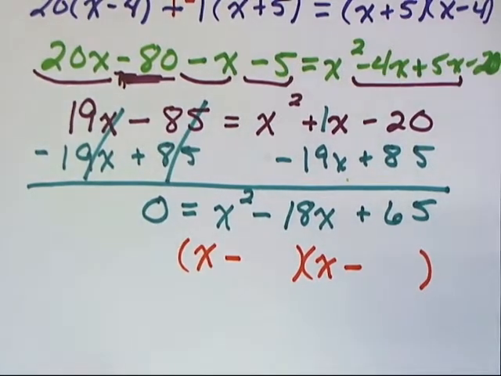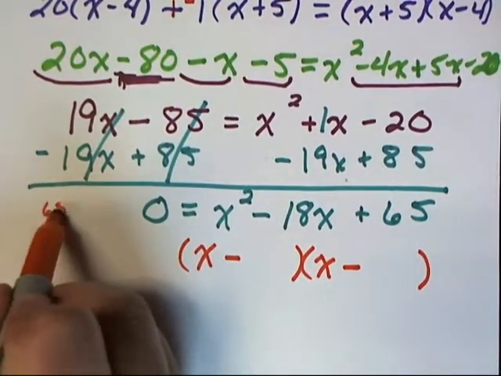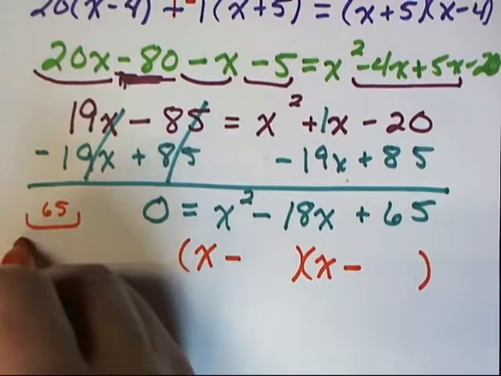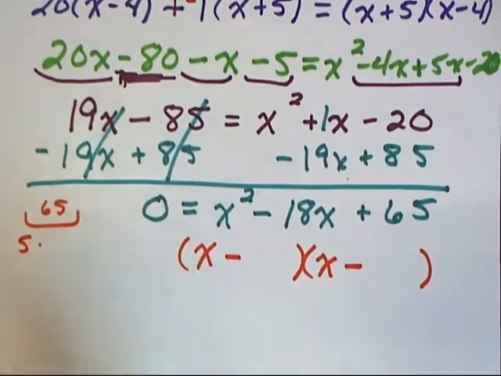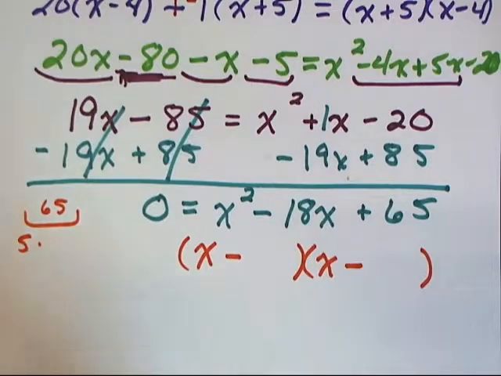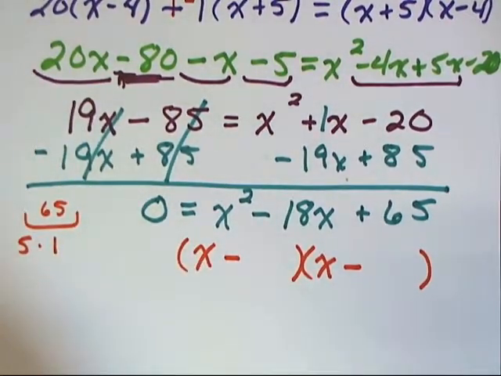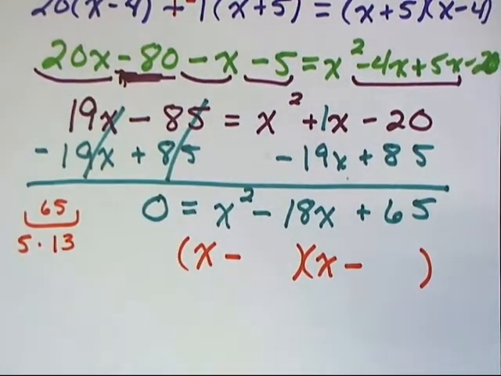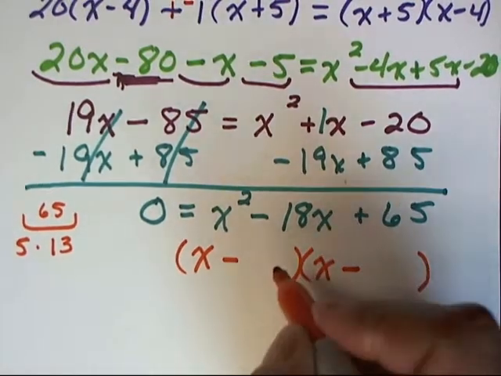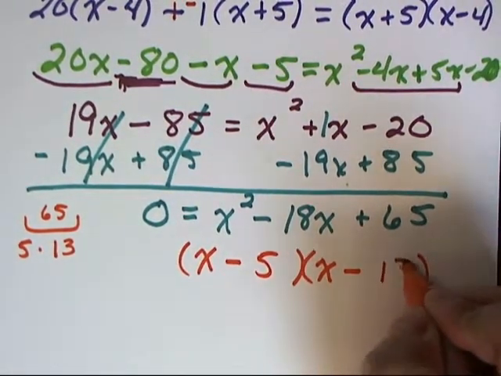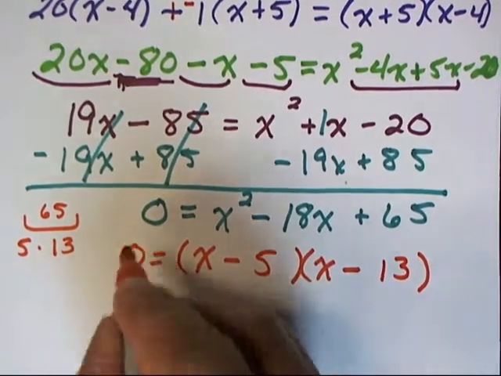So now I go over to the side and say, 65. What times what is 65? And I say, well, since 65 ends in a 5, I know that 5 goes in there. How many 5s go into 65? Well, 1 5 goes into 6 with a remainder of 1. 3 5s go into 15. Oh, look, 5 and 13 add to 18. So my numbers in here are going to be 5 and 13. Still equal to 0.